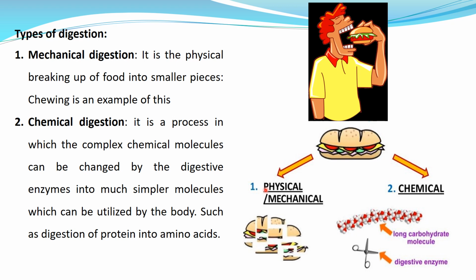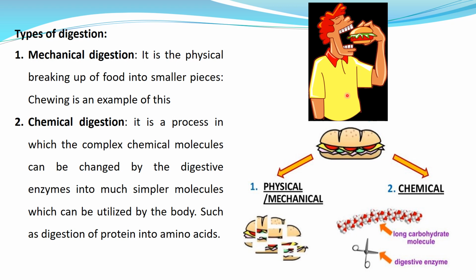So in general, we have two types of digestion within the gastrointestinal tract. The first one is recognized as mechanical digestion, and the second one is called chemical digestion. The mechanical digestion is the physical breaking up of food particles into smaller pieces, such as chewing of food within the oral cavity. As you know, it leads to the breaking down of coarse particles into finer or smaller particles.